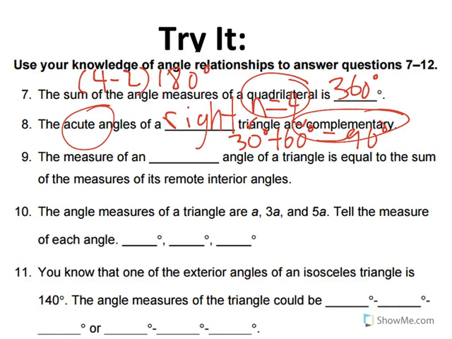Okay. Number 9, the measure of a blank angle of a triangle is equal to the sum of the measure of its remote interior angle. So we have just learned this. So this is an exterior.